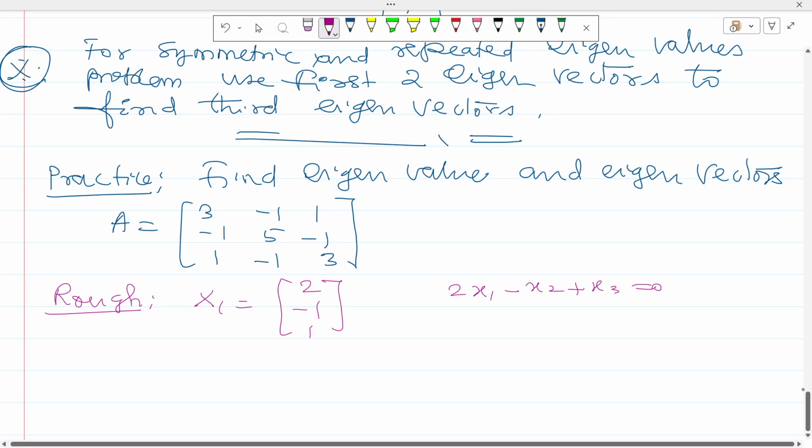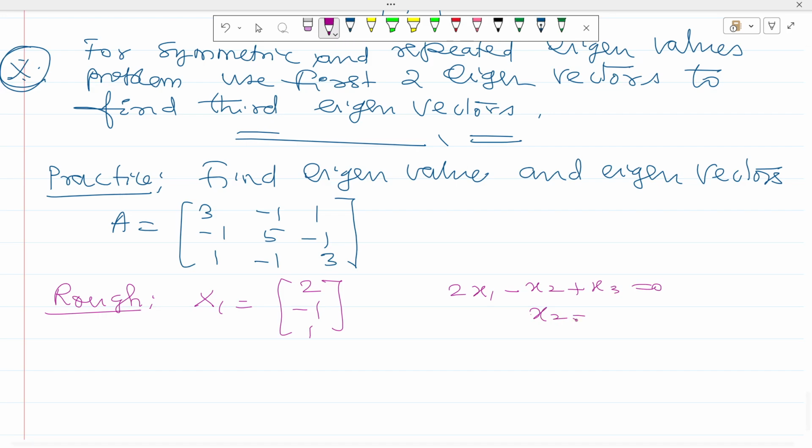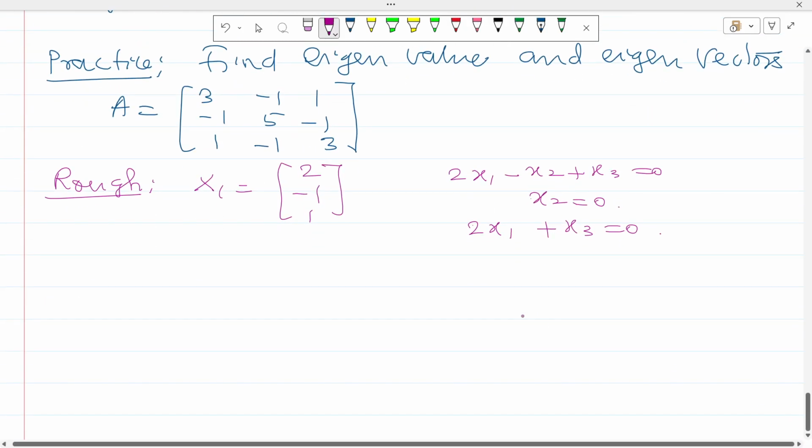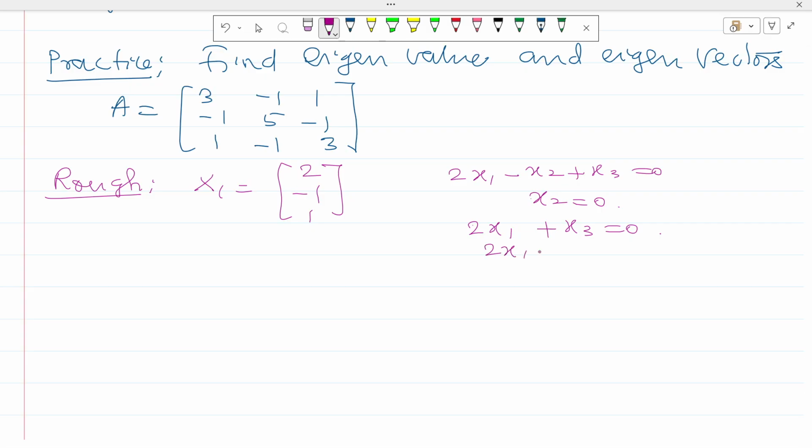What beginning I have considered? x1 equal to 0, no? In case x2 equal to 0, what happened? 2x1 plus x3 equal to 0. Is it not able to get? Yes, sir. So 2x1 equal to minus x3, x1 by 1 equal to x3 by minus 2.